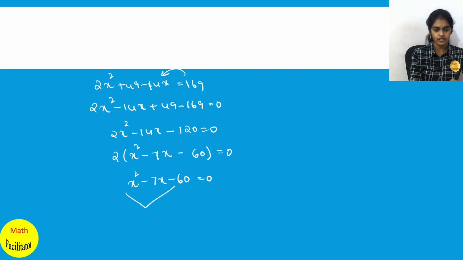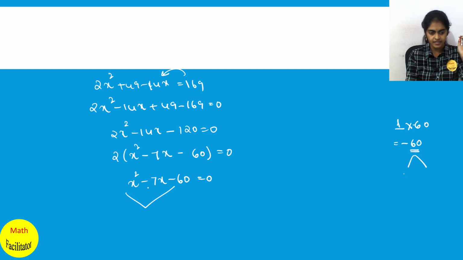So have a look here. We have learned factorization method in the earlier classes, right? So you will take the product of x square coefficient, which is 1, and the constant, which is minus 60. So you get the product as minus 60. Now minus 60 factors. I can write 60 as 2 30s or 3 20s, but see here the middle term is minus 7, a very small number.